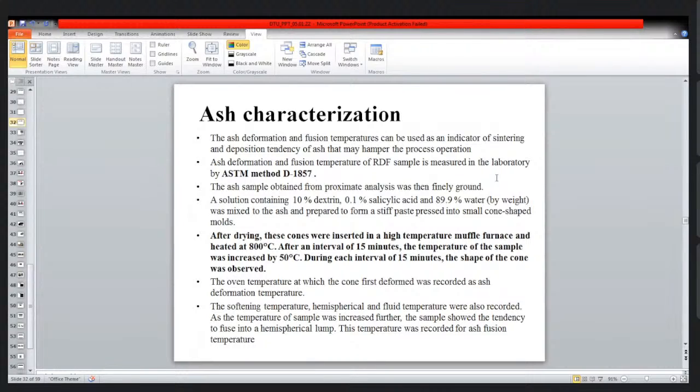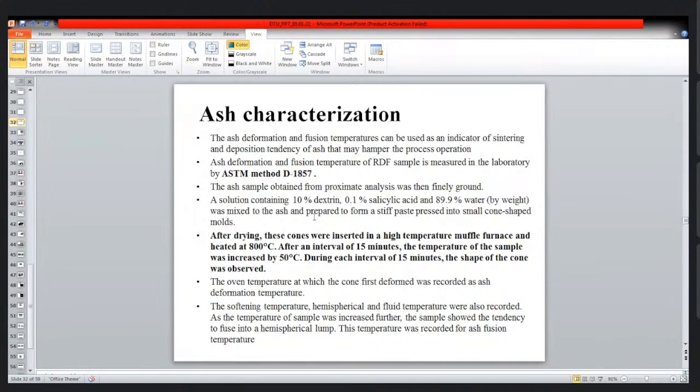So we need to very carefully select the biomass material as a feedstock which has the ash deformation and fusion temperature just above the gasification reaction temperatures. So these tests are carried out. The sample was obtained. The ASTM method is used for measuring the ash deformation. A solution of 10% dextrin, 0.1% salicylic acid and water, 89.9% by weight, was mixed with ash to prepare a stiff paste of small cone-like shape, and it was slowly heated while observing the tip of this cone. When the tip starts melting or becomes round, this temperature is called the ash deformation temperature.